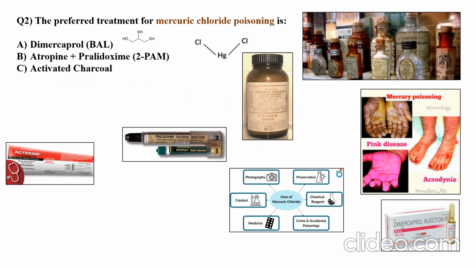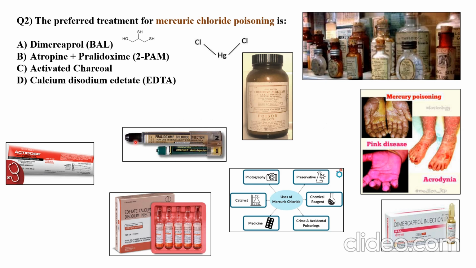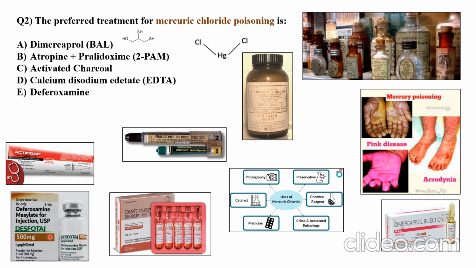Option C is activated charcoal. Charcoal has had many applications historically, mainly because of its adsorbent property. This is one of the marketed products. Option D is calcium disodium EDTA, commonly known as EDTA. EDTA is a vast topic, with many types such as sodium EDTA, calcium EDTA and potassium EDTA. This video will be restricted to calcium disodium EDTA, which is a typical packaging in the form of an injection. Option E is deferoxamine, a depot injection mainly used for iron poisoning, which we will learn in the subsequent slides.